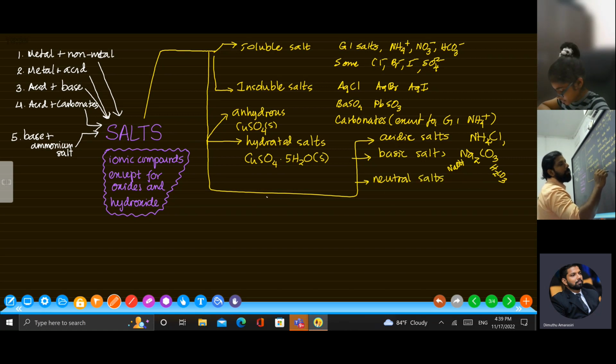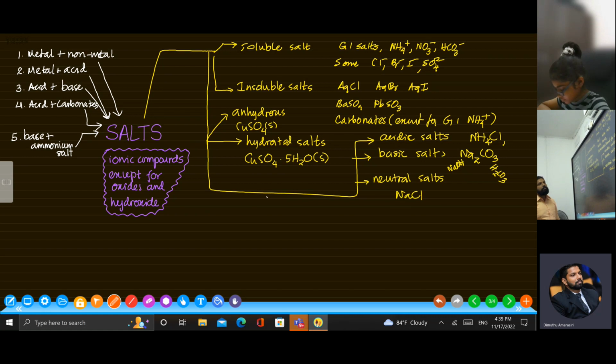Neutral salts are from strong acids and strong base. So then you can divide salts in many different ways. Is that clear? Anhydrous, hydrated, acidic salts, basic salts, neutral salts. Right? Okay.